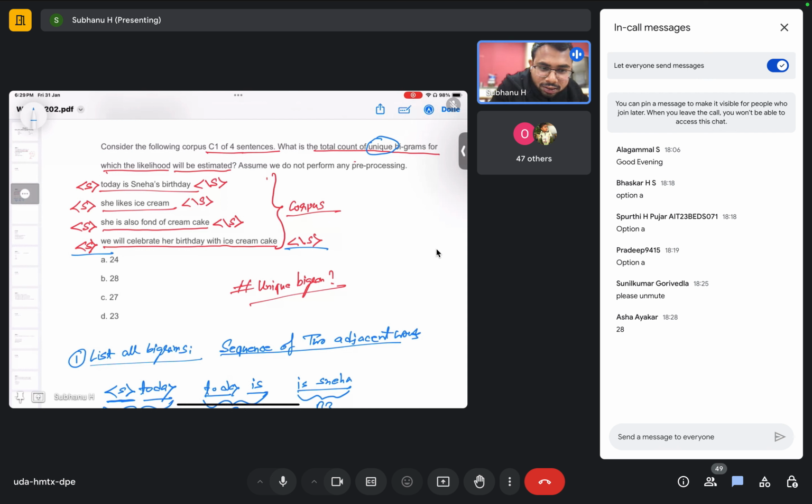Thanks, Asha, for answering. So you are saying 28. We'll see what the answer is. But are you counting all the unique ones? Can you work it out more? I don't think this answer is correct, so you can think of changing your answer. You have time, so you can work it out a little bit more. This is a request to everyone to write your answer in the chat box.